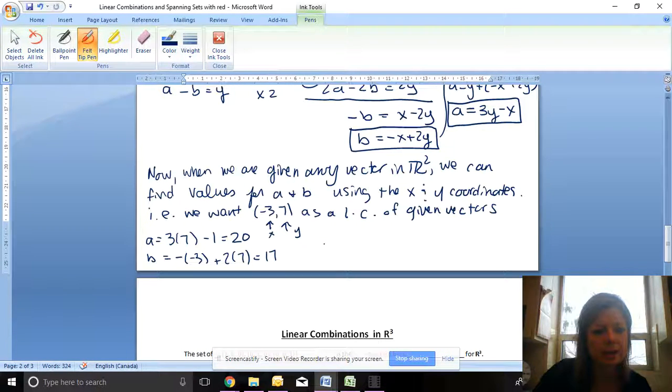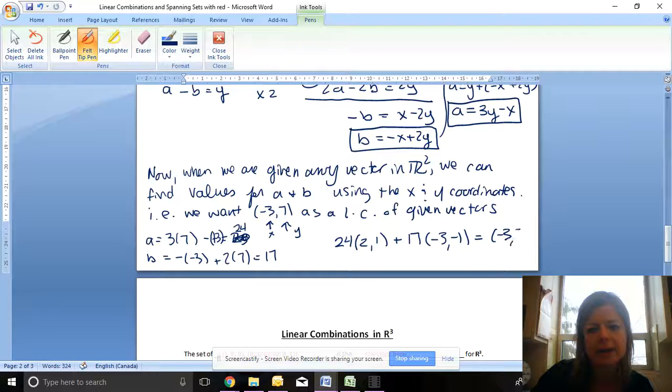So the linear combination that works then is 20, oh, sorry, this should have been minus, I made a mistake here. x is negative 3, so it's 3 times 7 minus negative 3. So this should be 24. Sorry, my mistake. Okay, so our a value is 24. So we have 24 times vector (2, 1) plus 17 times vector (-3, -1). That will give us the vector that we want, (-3, 7).